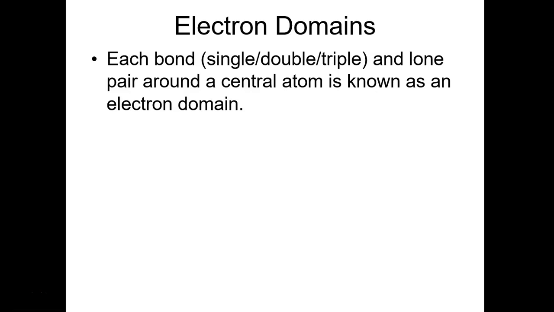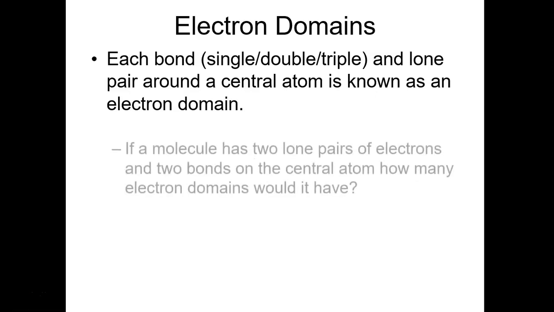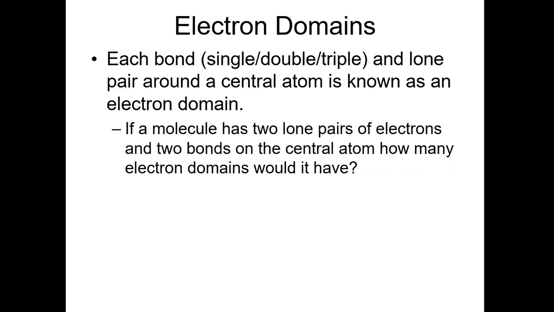Now, we're going to talk about something called electron domains that are going to help us determine the shapes of molecules. So if we look at a central atom, every bond, whether it's single, double, or triple, and every lone pair around a central atom is known as an electron domain. We don't care about the outer atoms as far as counting electron domains, only the center. So if a molecule had 2 lone pairs of electrons and 2 bonds on the central atom, like water for example, how many electron domains would it have?